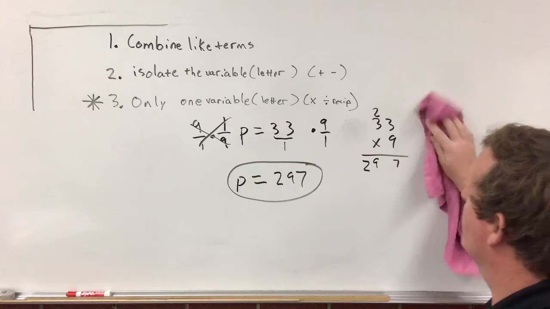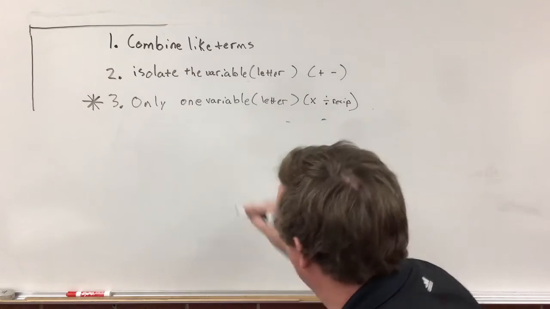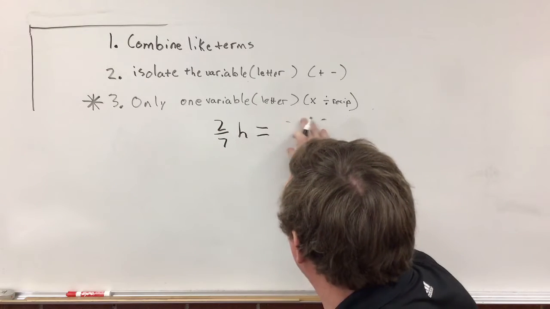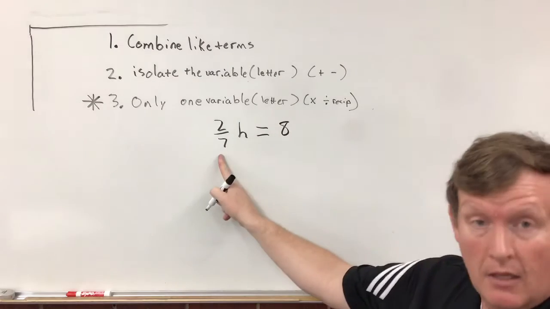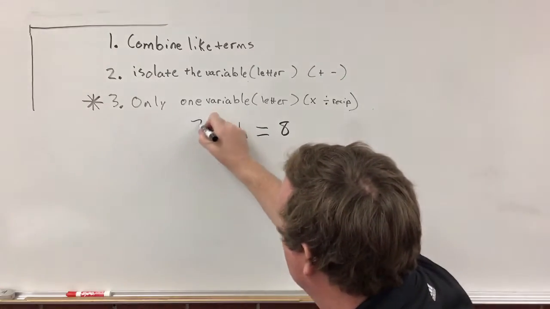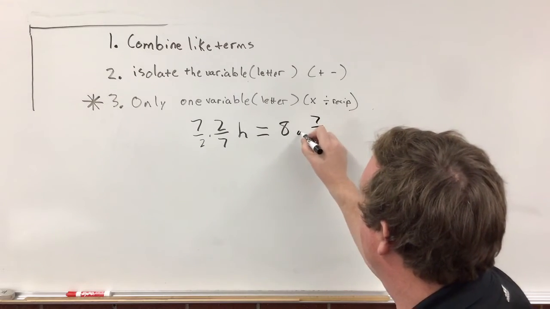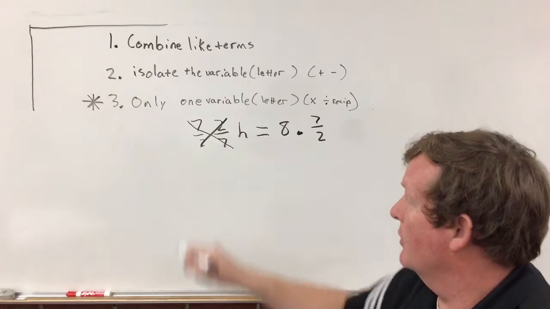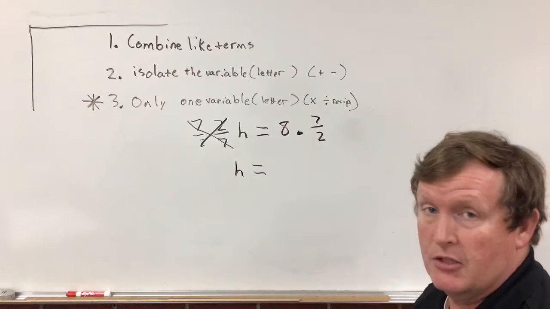Let's try one more of those types of problems. Think about it. 2/7 H equals 8. Fraction. We multiply by the reciprocal on both sides of the equal sign. There we go. 7 and 7 cancel out. 2 and 2 cancel out. That leaves me with only one H, and there it is.